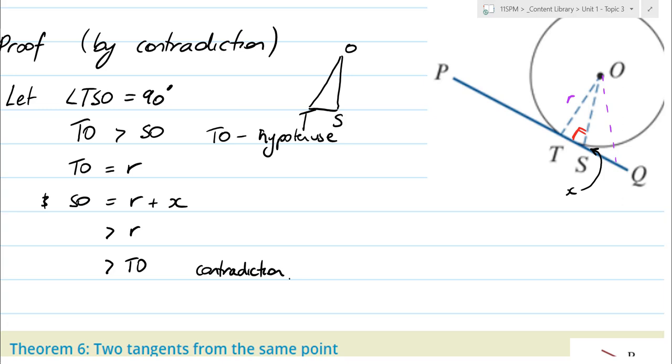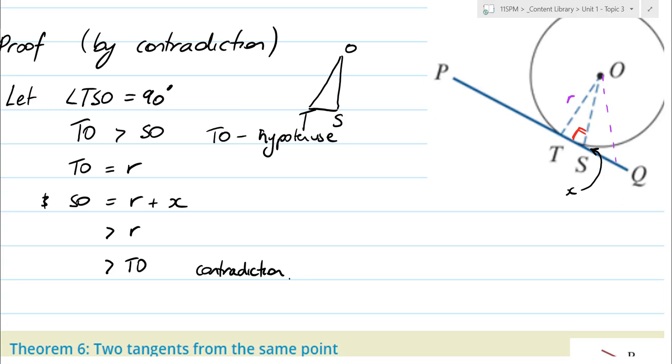It creates triangle TOS, where OST is a right angle, and therefore TO is a hypotenuse, so it's longer than SO. We made that statement there. So that all follows logically. Then we also know that TO is the radius, and SO is the radius plus a little bit more. So SO is greater than the radius, which means it's greater than TO, and SO can't be greater than TO and shorter than TO at the same time.